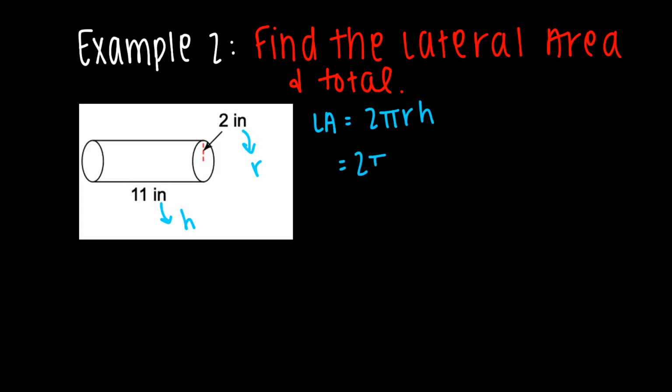So 2 times pi times my radius, which is 2, times my height, 11. So now 2 pi, 2 times 11 gives me 22. And my last step, I'm going to take 2 pi times 22, and that gives me 44 pi. Again, I'm going to give you both answers just in case you do it in the calculator or something.